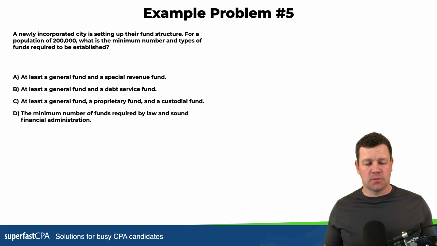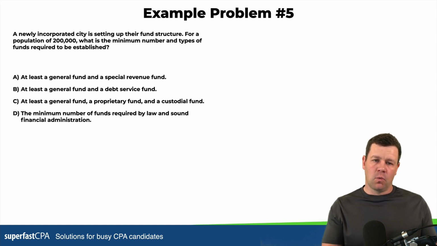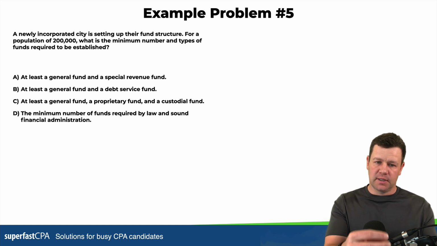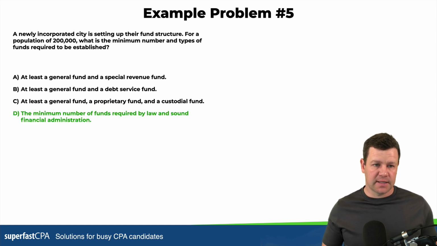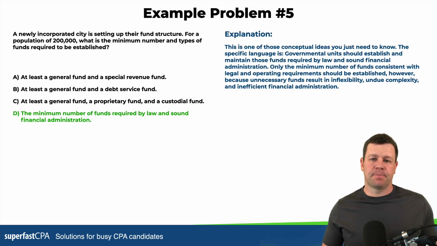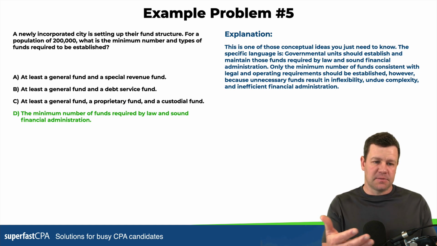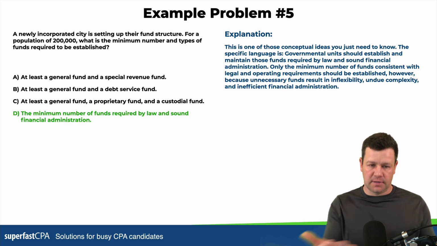Now, this is one of those things where there are a lot of topics on the CPA exams where the right answer will be basically a flowery way of saying it depends. That's going to be the answer to a lot of things, and they pull in kind of definitions specific to that topic, but really it's saying it depends, and this is one of those cases. So the answer is the minimum number of funds required by law and sound financial administration. So this is one of those conceptual ideas or almost just a definition that you just need to know. And again, this is basically saying it depends, right? That's basically what that is.